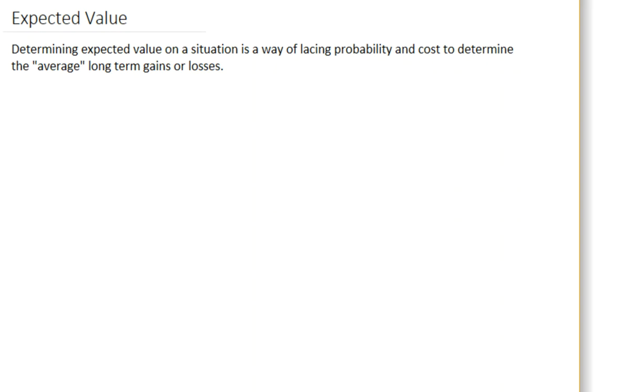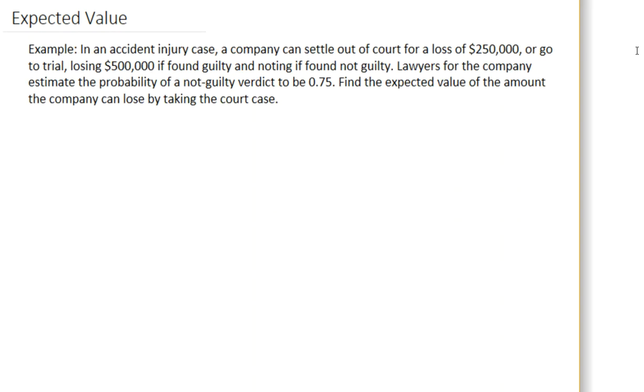Let's look at an example so you can see how it plays out. In an accident injury case, a company can settle out of court for a loss of $250,000 or go to trial, losing $500,000 if found guilty and nothing if found not guilty. Lawyers for the company estimate the probability of a not guilty verdict to be 0.75 or 75%. Find the expected value of the amount the company can lose by taking the court case.